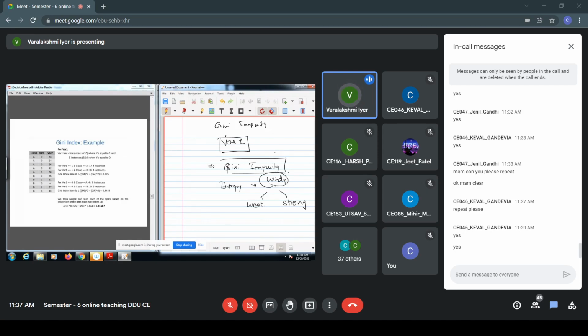So we calculated the entropy for weak, we calculated the entropy for strong, we multiplied each by the weight of that particular attribute value, and we summed them and subtracted this entire entropy value from the entropy of the system, right? That is what we did. A similar process you have to do in Gini impurity as well.